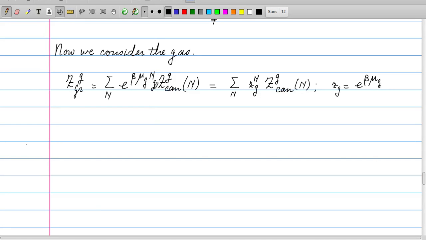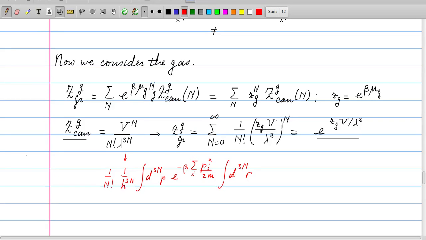And the expression for the grand canonical partition function involves the partition function in the canonical ensemble. So we need to fill that in. Anyhow, before we do that, we use the definition that also the fugacity of the gas can be written as e to the power beta mu gas. So mu is the chemical potential, and we have this expression. So let's have a look at the canonical partition function of the gas.